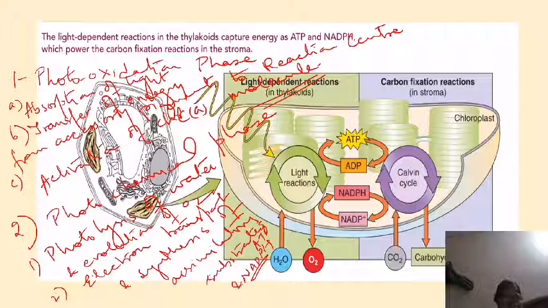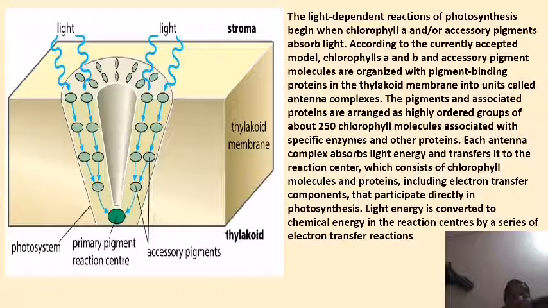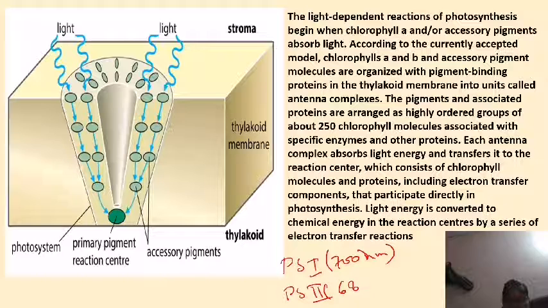First we will deal with the photo-oxidation phase, where there is absorption of light, then transfer to the reaction center, and then activation of the chlorophyll A molecule. Okay, so step by step we will keep moving. Now this diagram is showing you the photosystems. There are two kinds of photosystem, photosystem 1 and photosystem 2, and they work at different wavelengths: this works at 700 nanometer and this works at 680 nanometer. That's how they are named, photosystem 1 and 2.